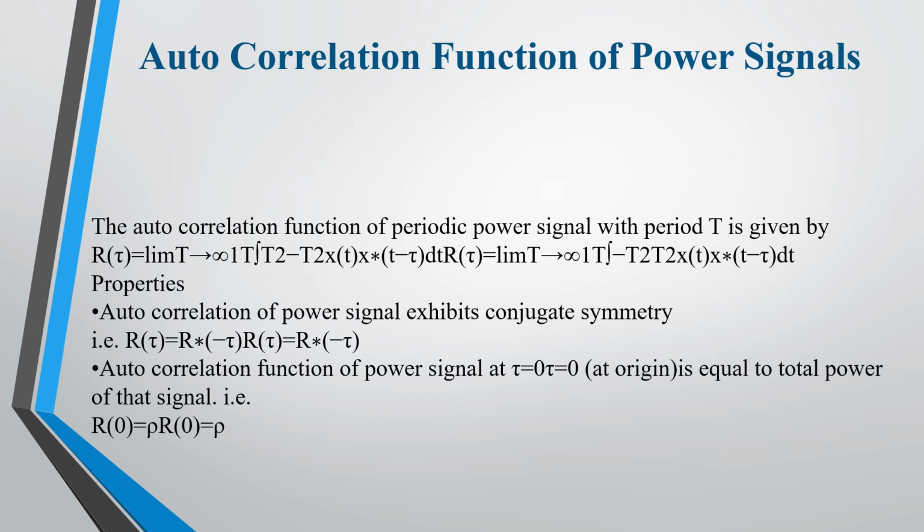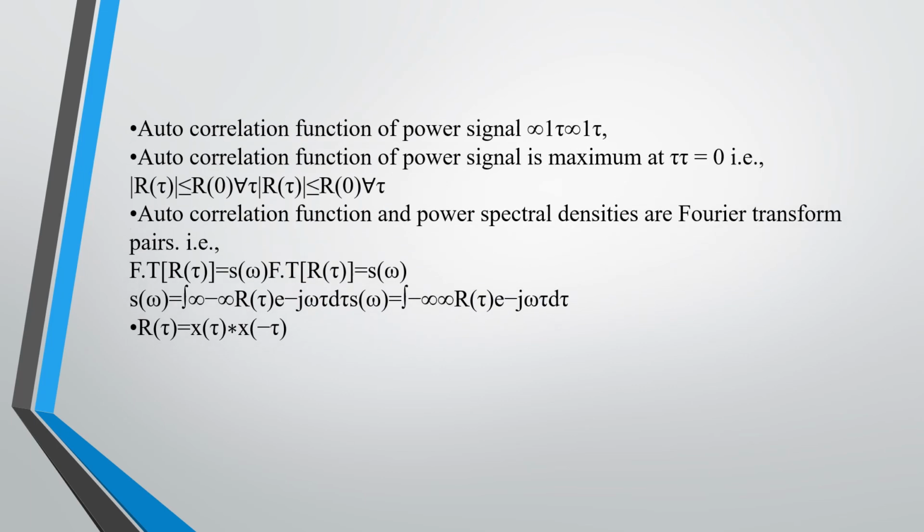Autocorrelation function of power signals. The autocorrelation function of a periodic power signal with period T is given by the formula shown. Properties: autocorrelation of a power signal exhibits conjugate symmetry. The autocorrelation function of a power signal at tau equal to 0, that is at the origin, is equal to the total power of that signal. Autocorrelation function of a power signal is maximum at tau equal to 0. Autocorrelation function and power spectral density are Fourier transform pairs.